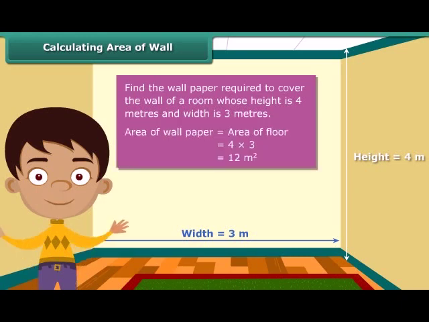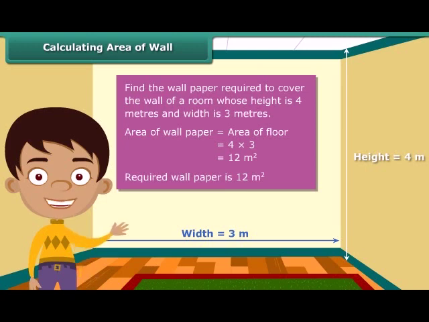The area of the wall is 4 meters multiplied by 3 meters, which is 12 square meters. So, 12 square meters of wallpaper will be required to cover the wall of Nidhi's room.